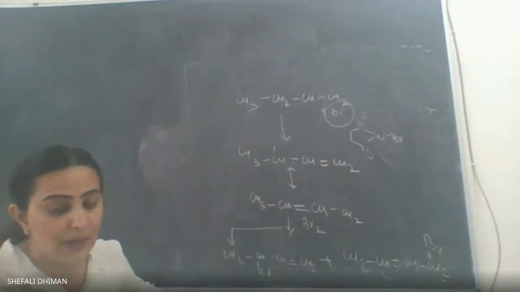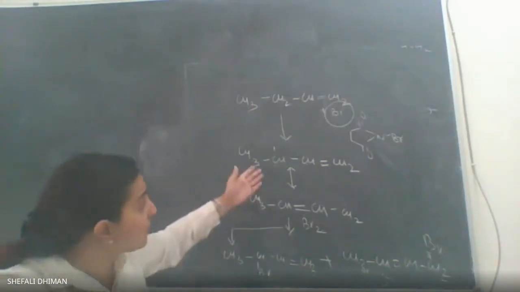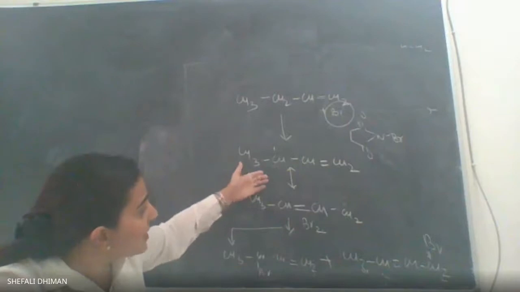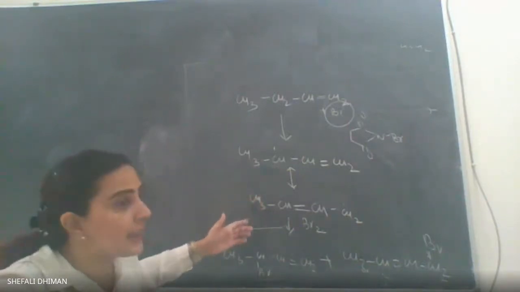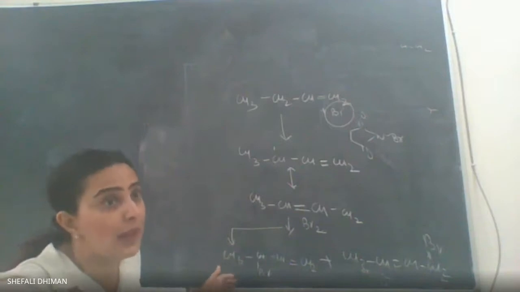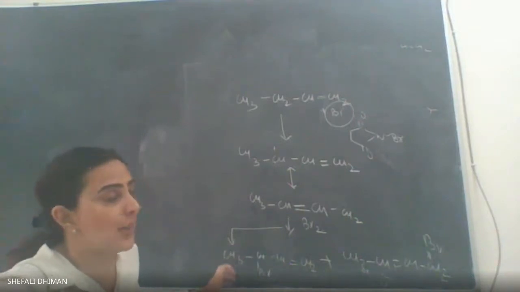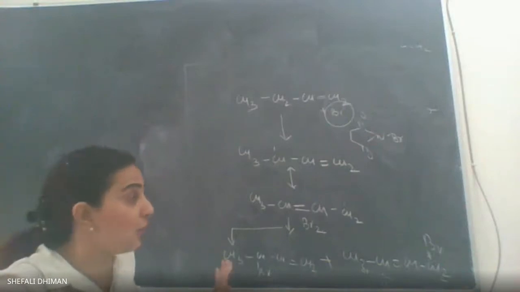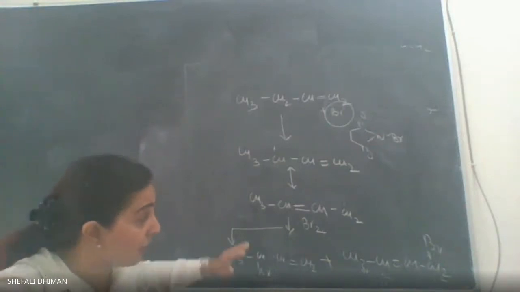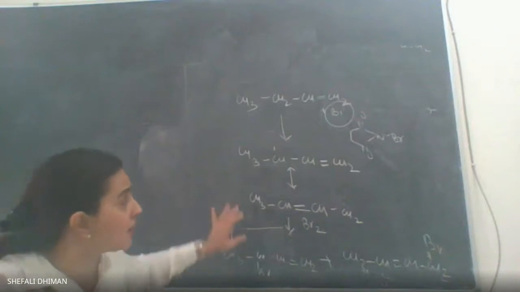Because of an unsymmetrical alkene, I have rearranged it to a more symmetrical alkene, but I'm forming the allylic product. I'm forming the substitution products. I'm not forming the addition product. Please be very clear about it. I'm not forming the addition products. I'm forming the substitution products.